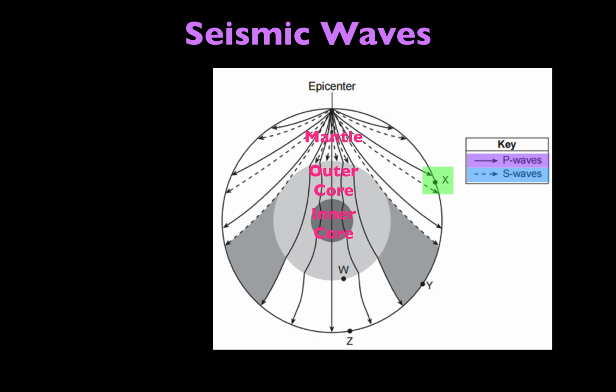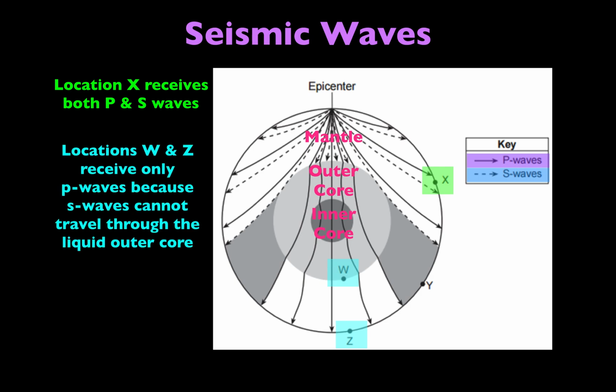So let's first focus on location X. Location X was able to receive both P waves and S waves from that earthquake. If we take a look at locations W and Z, you'll notice that they only had P waves. That's because location W is in the outer core, and in order to reach location Z, the waves have to go through the outer core. Since the outer core is liquid, S waves are not able to go through it, so only P waves were able to reach those specific locations.